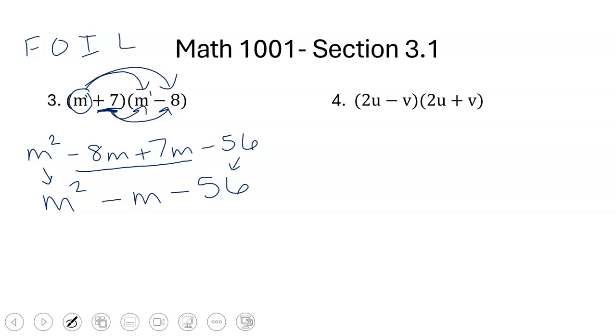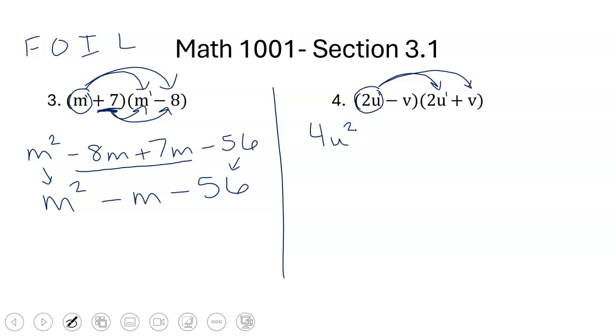All right, let's try another one. So you can use FOIL or distribute, however works best for your learning style. So I'm going to take this 2u and multiply it with everything in the second group. So 2 times 2 is 4. Now, how many u's do I have? I have 1 plus 1. So I have u squared.